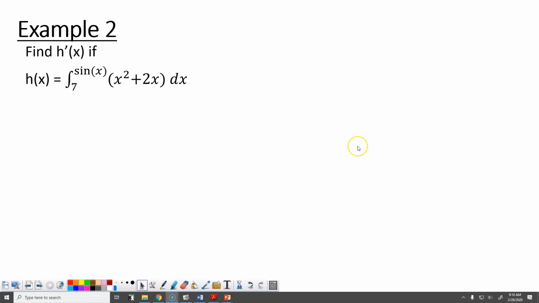Okay. So let's do another example. This one's a little bit different, and you'll see why in a second, but go ahead and write it down.